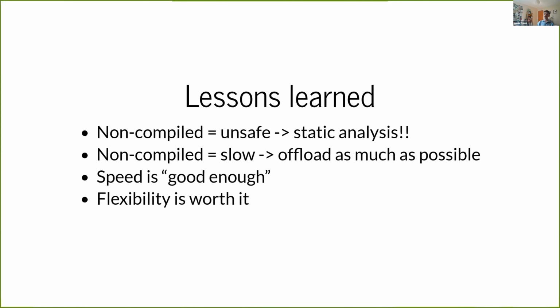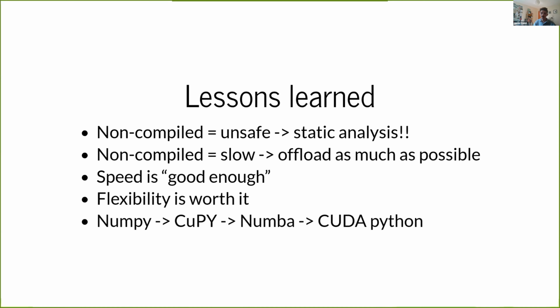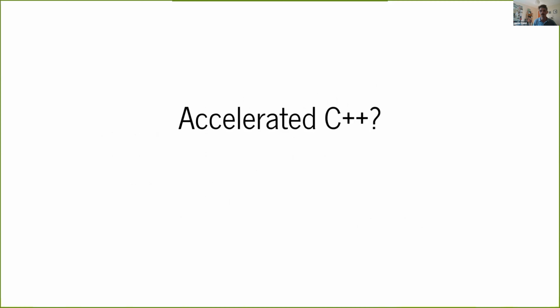I found the flexibility was definitely worth it. The fact that I could switch up different numerical methods and change things around, that was worth that difference in speed. And ultimately, I can go further. You know, I've moved from NumPy to CuPy. That's really the first step. I can move to Numba, which provides just-in-time compilation, and I can write some CUDA, or I can move totally to CUDA Python and go as low level as I want.